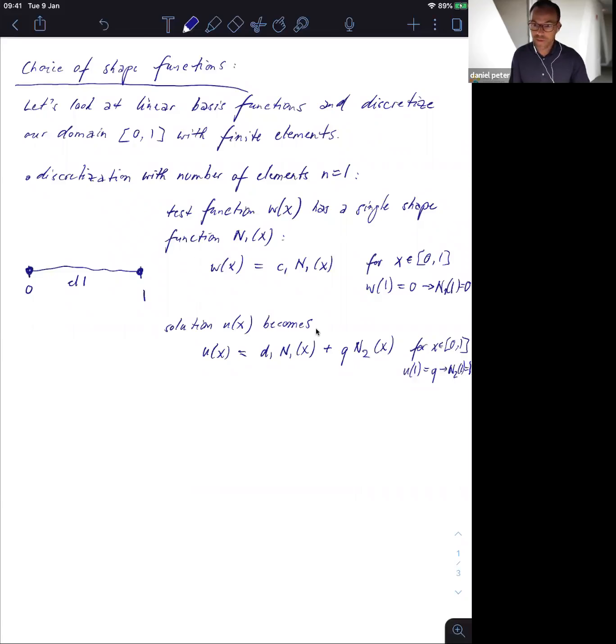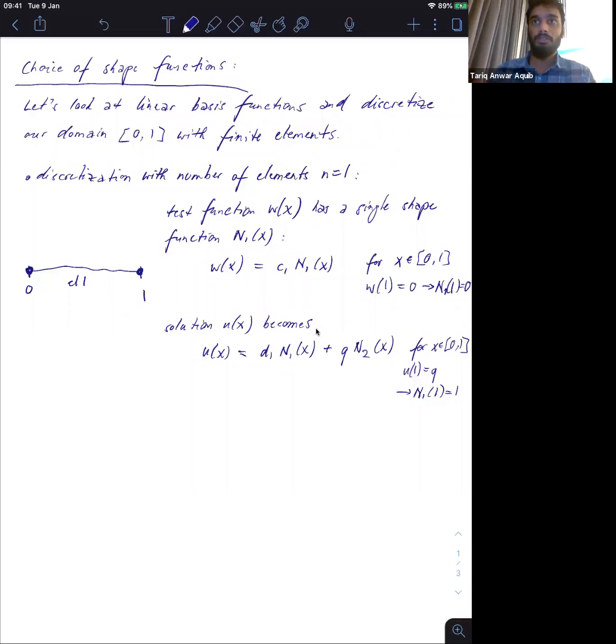Oh, can you still see that, the boundary? Maybe let me put this a bit below it. Professor, is it N2 of 1? N2, you're right. Good catch, yes. And N2 at 1 has to be 1. And above we see that N1 at 1 has to be 0.